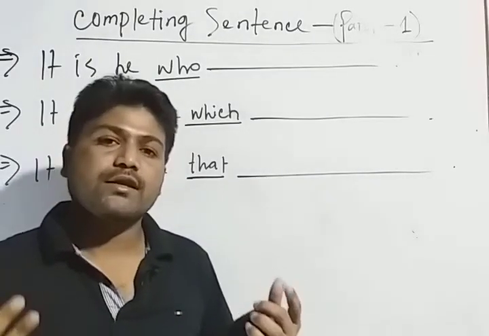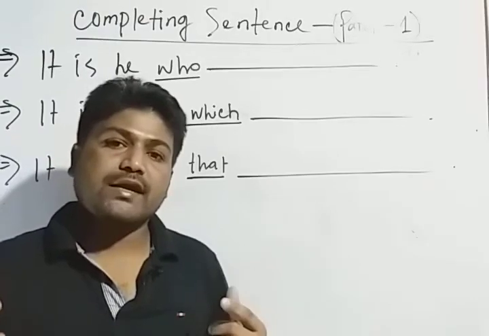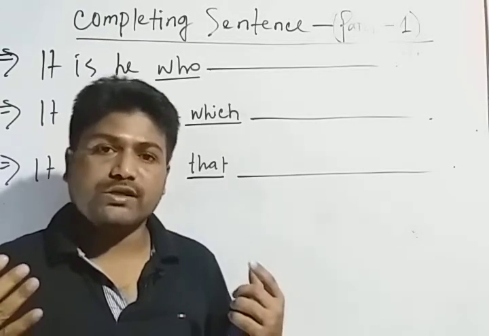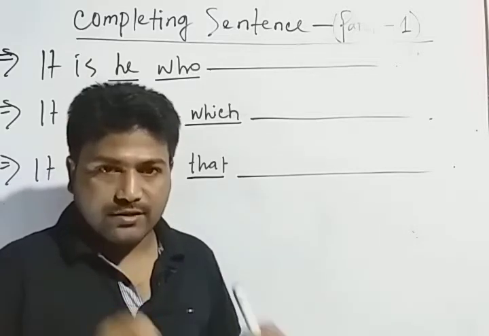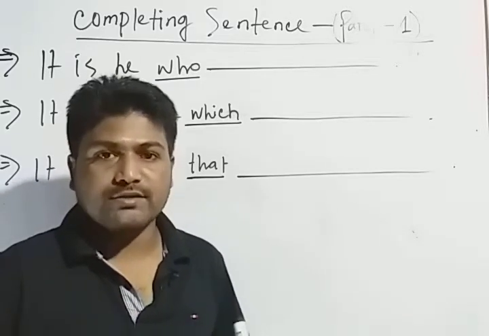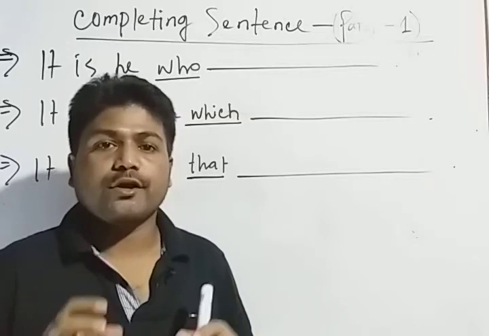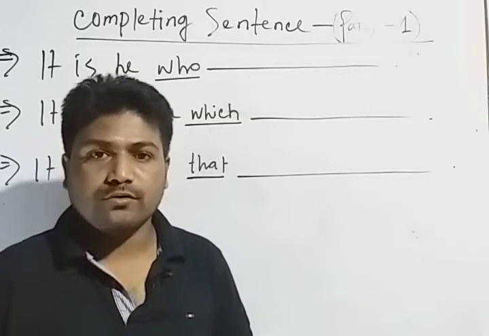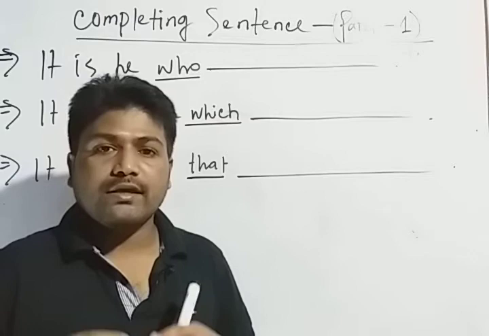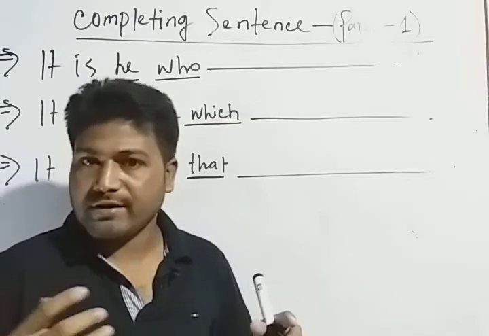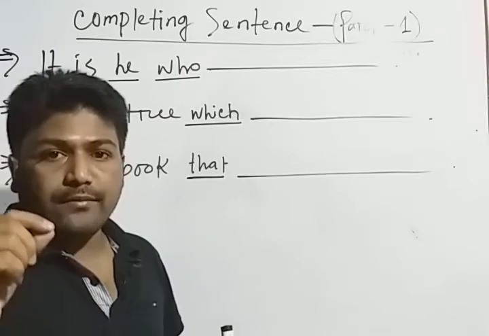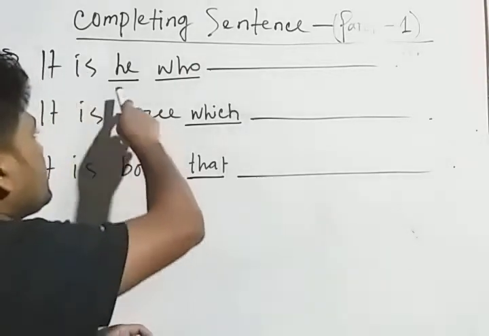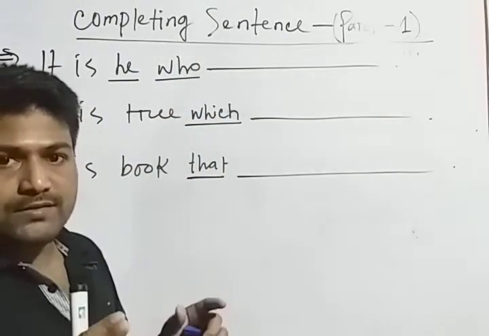For example, we can make any kind of sentence by using he. For example, he is a good student, he is a teacher, he is a doctor, he is a meritorious student, he is going to market, he is going to school. We can make many kinds of sentences, right? But we can use just an easy sentence. He is a teacher. We can use here, he is a teacher.